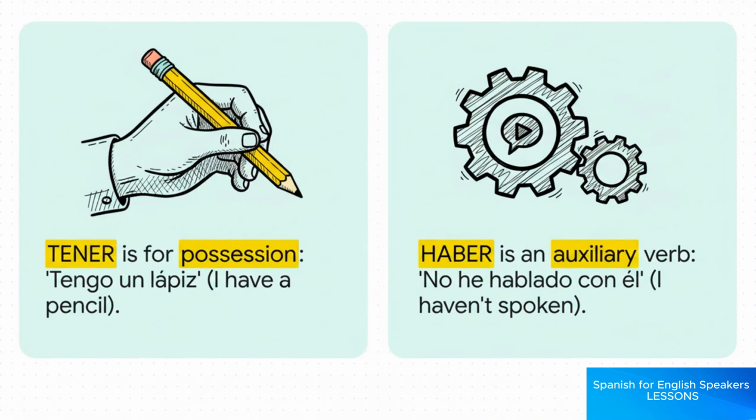So here's the deal. Tener is all about possession, literally owning or holding something. When you say tengo un lápiz, it means I have a pencil, I possess it. Haber, on the other hand, is a helper verb, what linguists call an auxiliary verb. It's a team player. It pairs up with another verb to talk about completed actions. Think about it. In he hablado, I have spoken, you don't own the speaking, right? It's just something that happened. It's an action that's done.